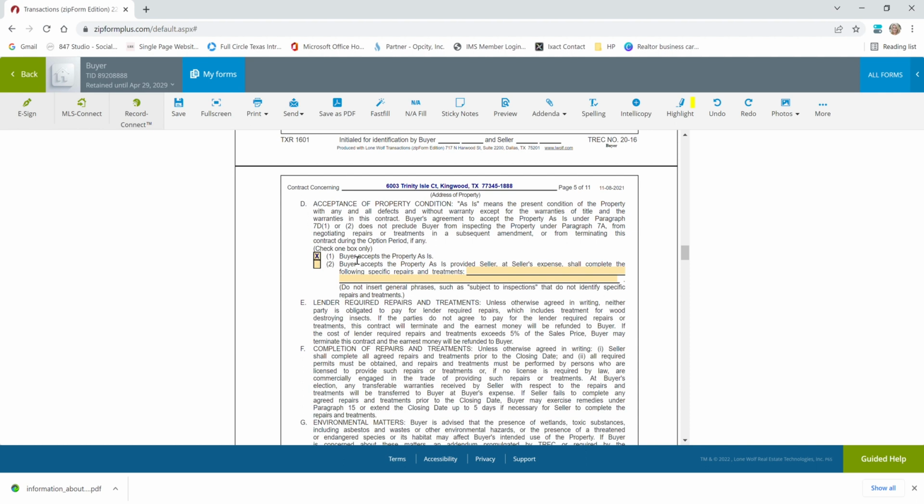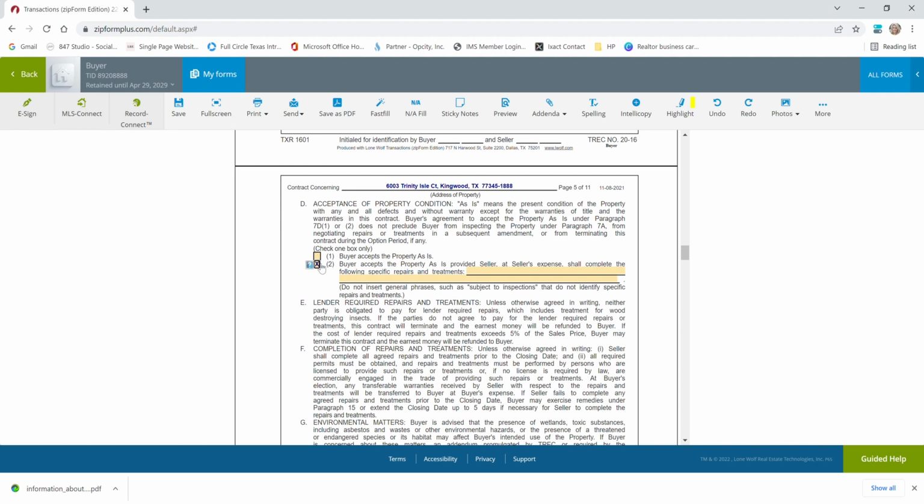So D1, where it says property buyer accepts the property as is, this is basically saying, yes, the buyer is accepting the property as is, but this pertains after the option period. It's not that your buyer is accepting the property as is, meaning that they can't have any repairs done. This is just basically stating that the buyer accepts the property as is after that option period is over.